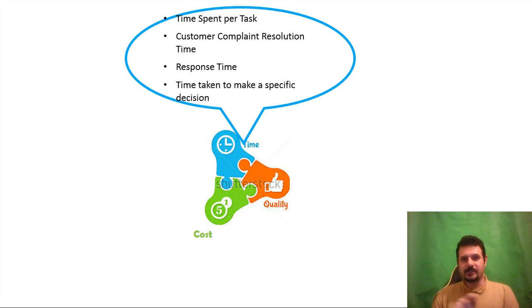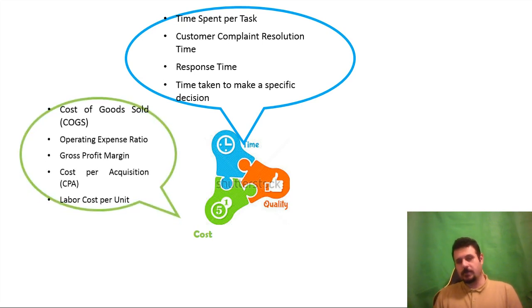Don't forget the successful factor. Customer complaint resolution time is another KPI. Or response time. Response time is very important, especially for a services company or software company. Time taken to make a specific decision, we talked about that at the first.